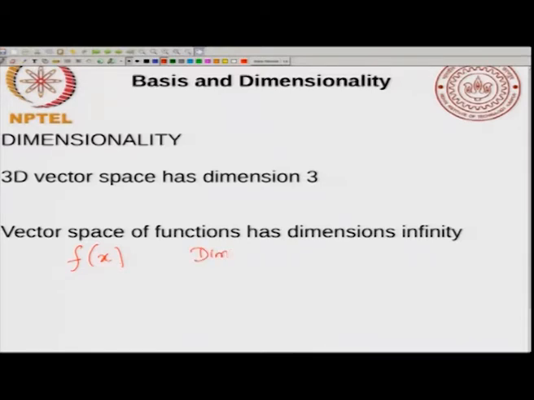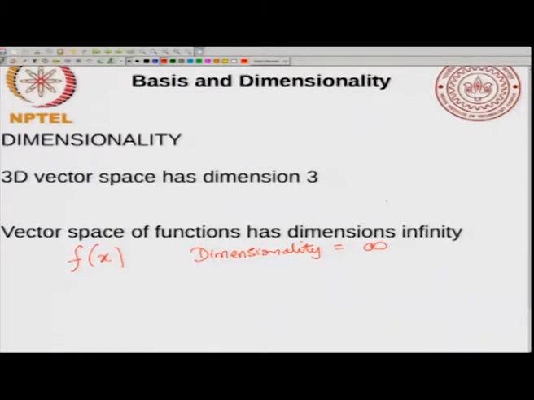So, dimensionality equal to infinite. Okay. 3D vector space of course has dimensionality of 3, and vector space of functions has dimensionality of infinity. So, now you can look at some other vector spaces. Okay. So, for example, we consider the vector space of polynomials up to degree, let us say 2. Okay.